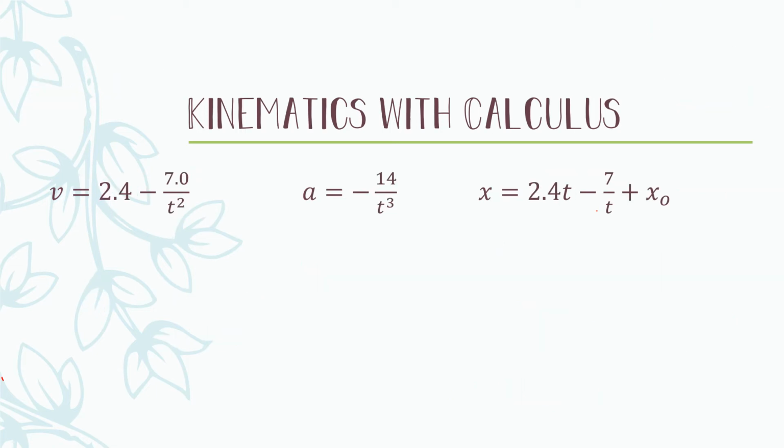Here are our answers for number 2. Our expression for velocity was 2.4 minus 7 divided by t squared. Our acceleration, that's our derivative of velocity, is negative 14 divided by t cubed. And our expression for position is 2.4t minus 7 over t plus our initial position x naught.